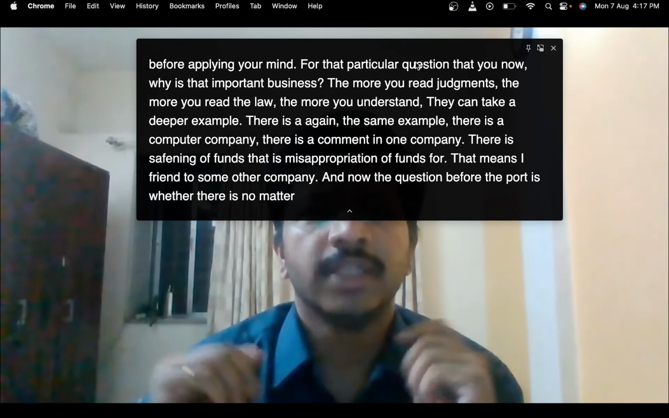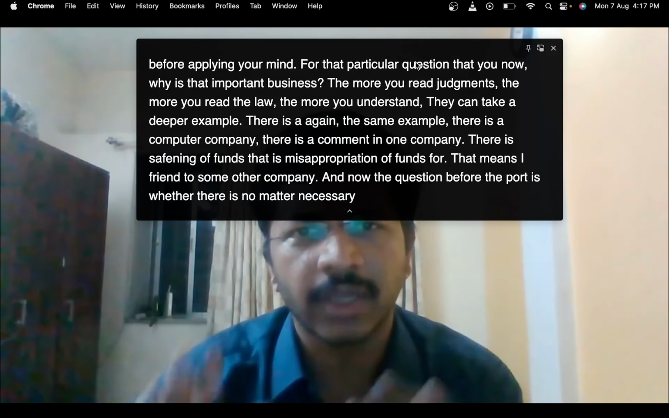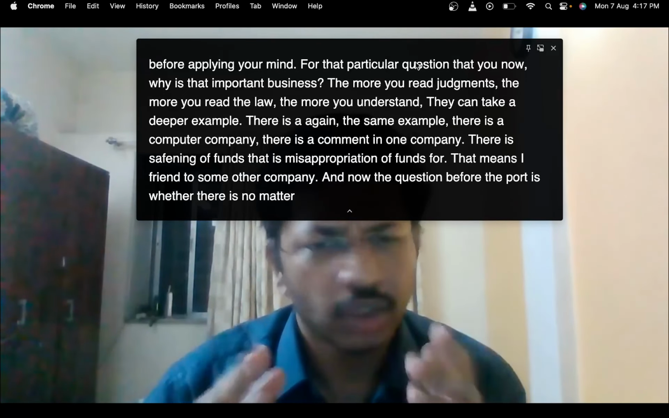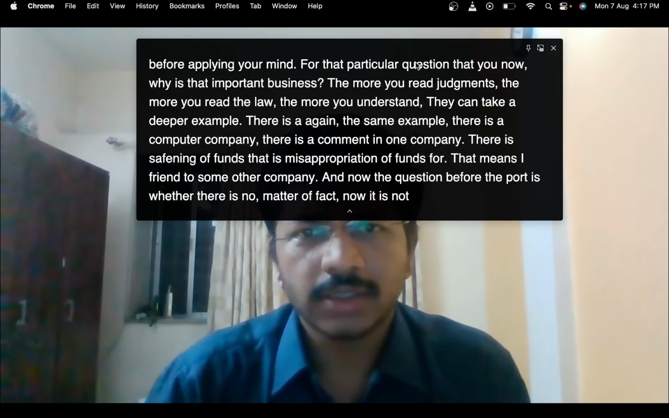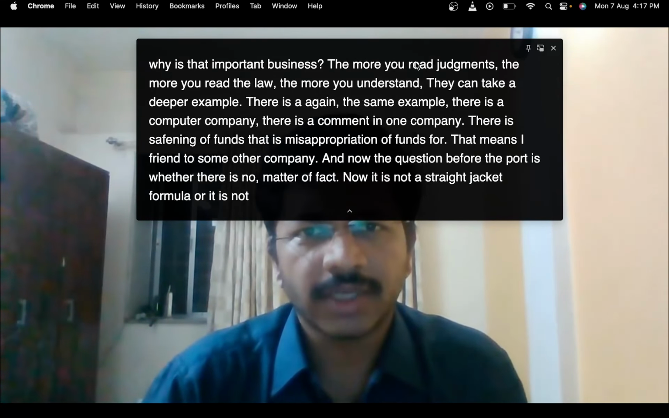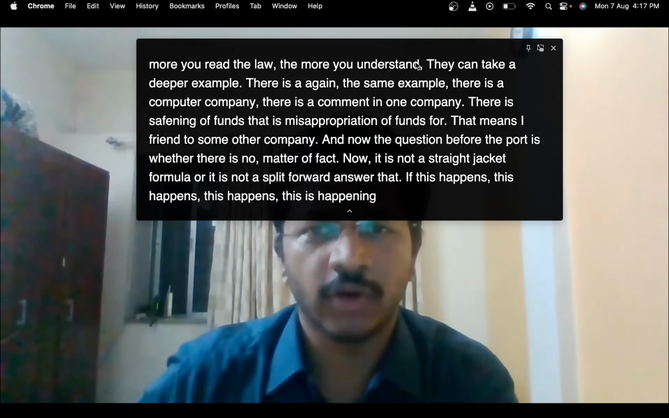The other party is proving that he's paid exorbitant salary, he's given unnecessary contracts, he's giving advances, and the contract is cancelled and the advance is written off. There could be n number of facts. Now it is not a straightjacket formula, or a straightforward answer, that if this happens, this happens, this happens, this is siphoning of funds.